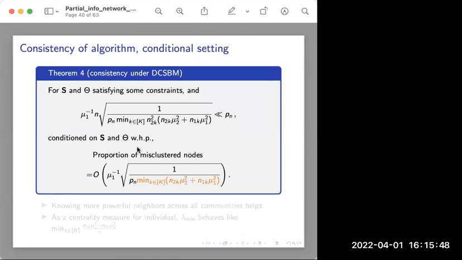Under this setting, we have this conditional result, which is that provided you have some lower bound on the edge density again, then conditioned on the neighborhood and conditioned on the degree parameters, with high probability, we can show the proportion of misclustered nodes now depends explicitly on the neighborhood features of individual 1. So this is the key term here. We can see that as this term increases, you have a smaller upper bound on the misclustered nodes.